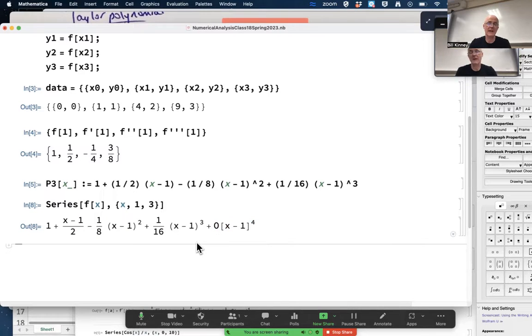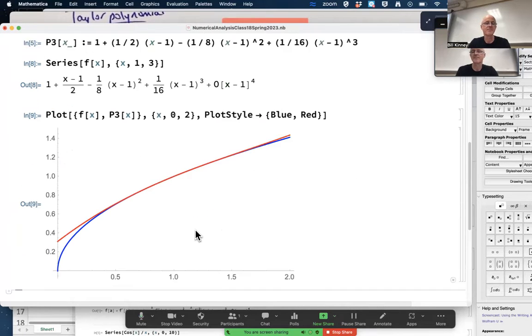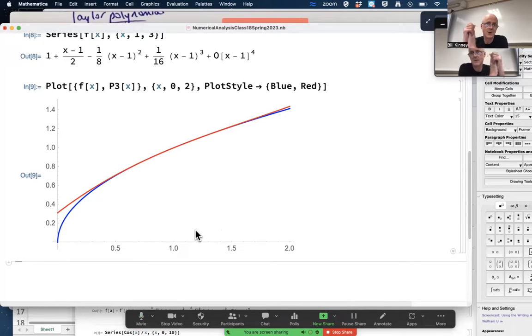How well does it do in approximating the function? Let's plot them both, f of x and P3 of x. Over what kind of interval? Well, let's try 0 to 2 and see how it goes. Let's make the original function blue and the approximation red. There we have it. The square root function is in blue, and this cubic function is in red. You can see over the interval from 0 to 2, generally speaking, it does pretty well from about 0.5 to 1.5, within half a unit of 1.